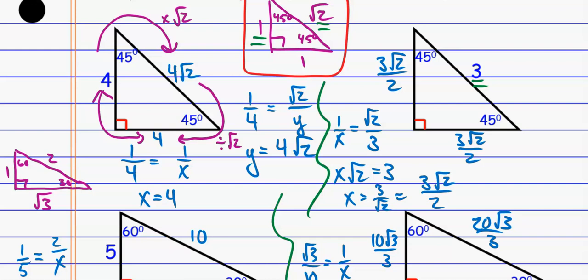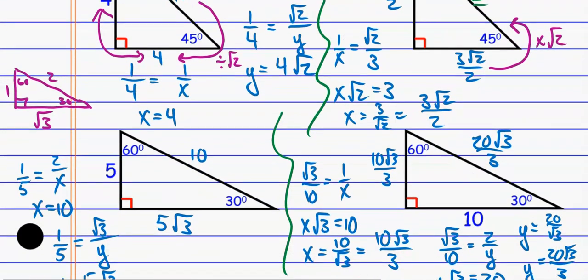Look at how it works on this one. Right here, to get from this side to this side, just divide by root 2. And 3 divided by root 2 is what we got when we solved this. Then when we rationalized the denominator, I got 3 root 2 over 2. If I wanted to go from this side to this side, I would just multiply by root 2, and that would give me a 3 when it was all simplified.